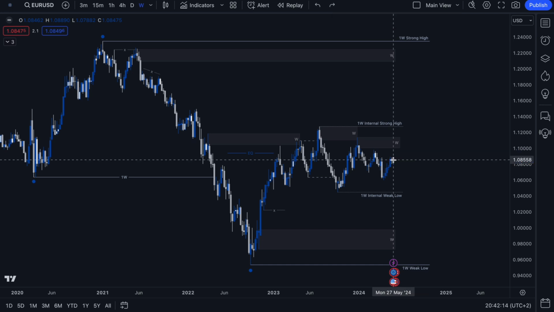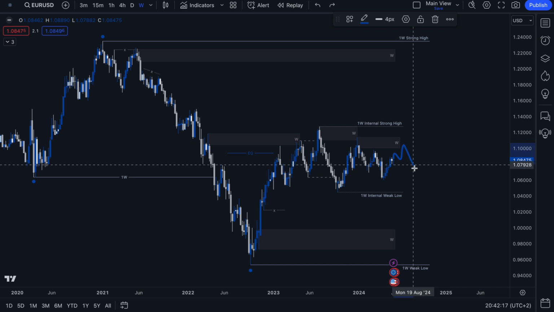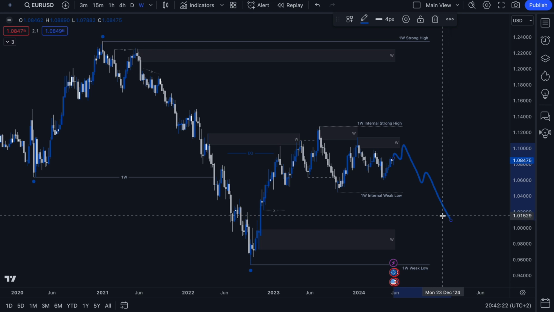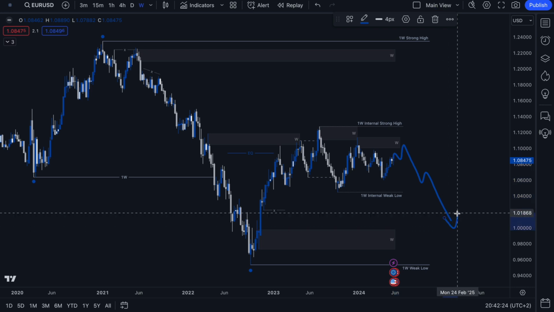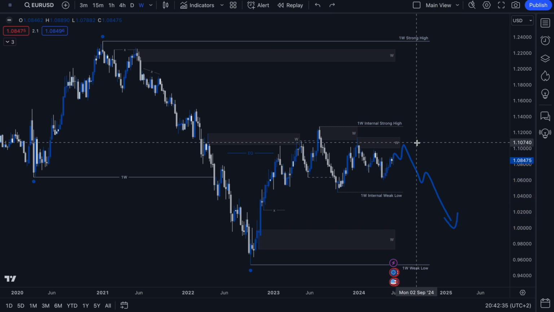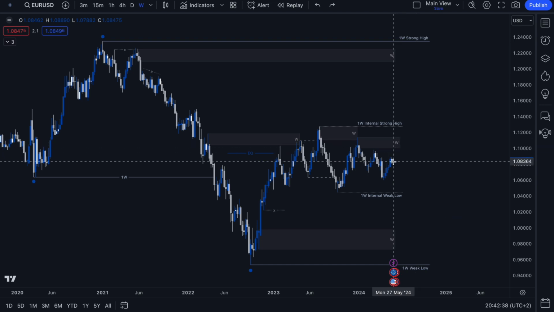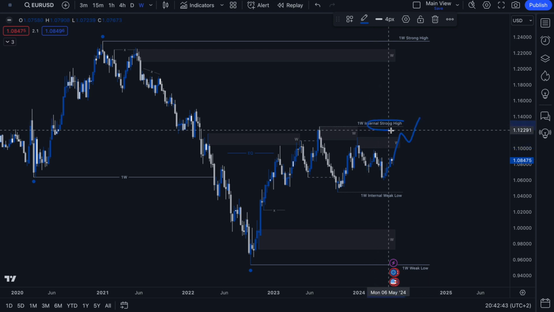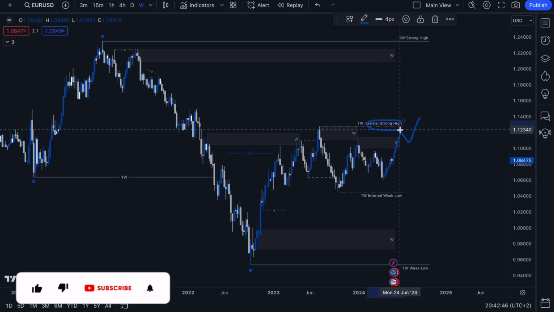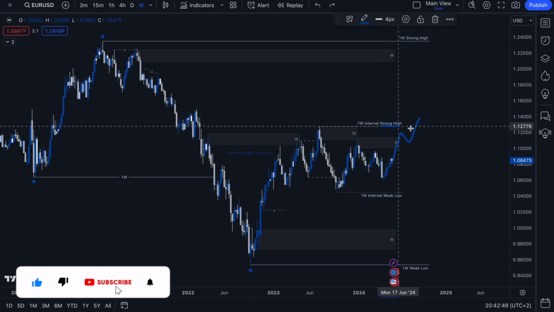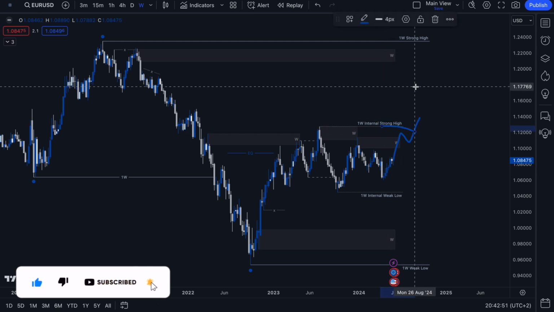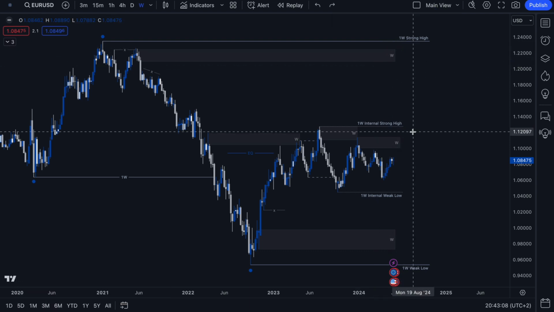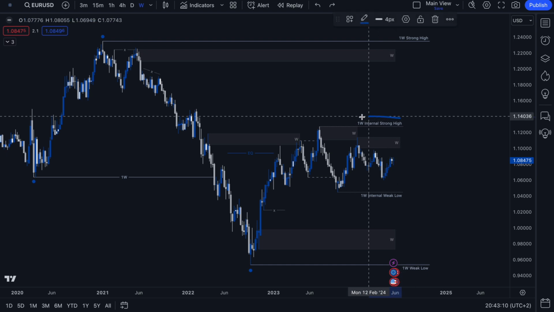Now, this is a fairly significant POI because it does have potential to facilitate a resumption of not only our internal bearishness, but our overall weekly bearish continuation phase. Now, that will be the case if this POI is respected. If the POI is violated, however, then our weekly internal strong high will be left vulnerable to being violated. And then obviously a violation of that internal strong high would open the door for price action to potentially target this weekly supply zone.